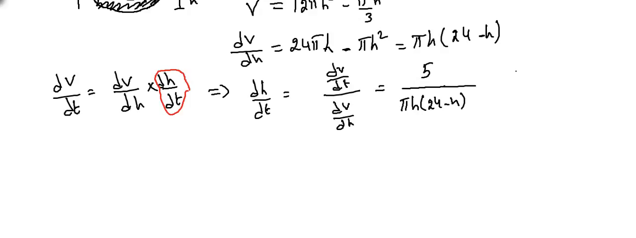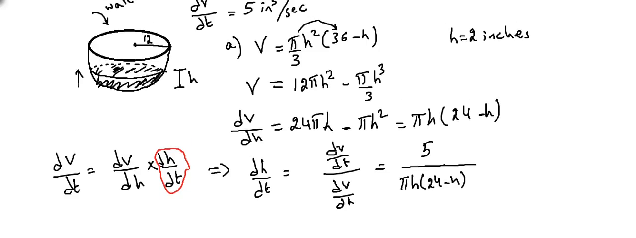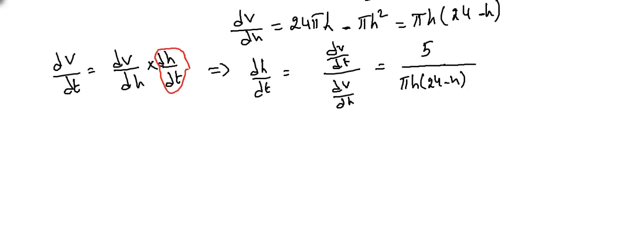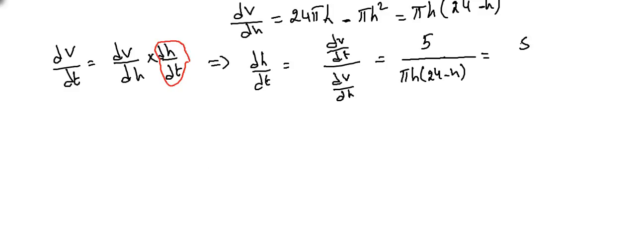This means it's 5. And what else do we have? He wants the rising of the water when h becomes 2 inches. So we can substitute 2 instead of h, and that will be 5 over 2 pi times (24 minus 2). It's 22. So my final answer is dh/dt equals 5 over 44 pi. This is the final answer. If we want to divide it, we can, and we have a final answer in decimal.